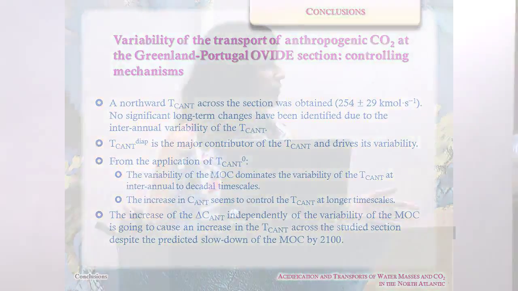By splitting the transport of anthropogenic CO2 into its components, we conclude that the diapycnal component is the major contributor of the variability of the transport of anthropogenic CO2, and it also is the main contributor of the transport of anthropogenic CO2 in itself.